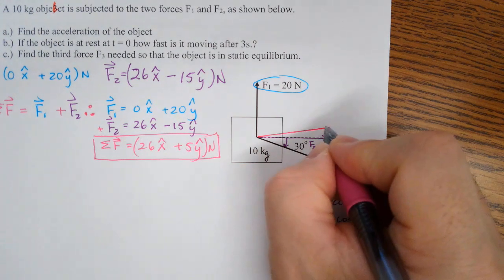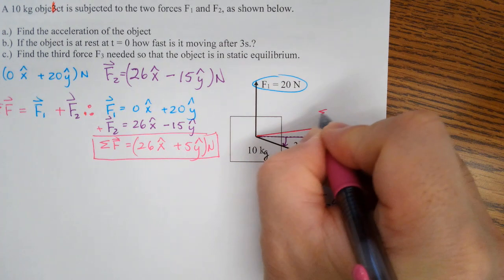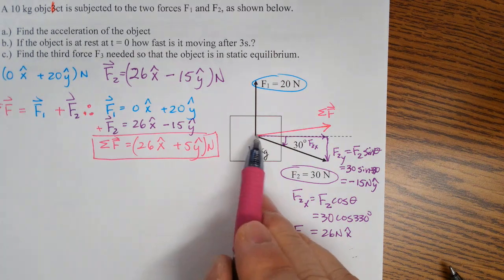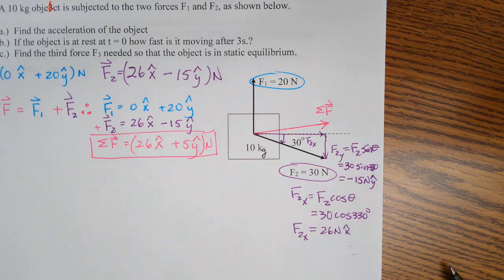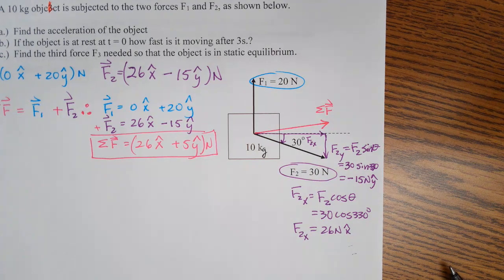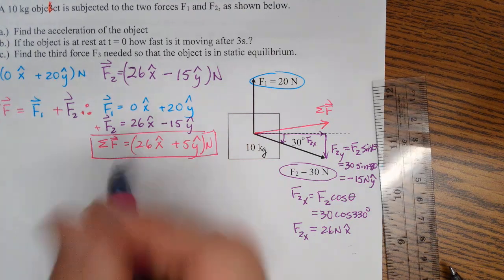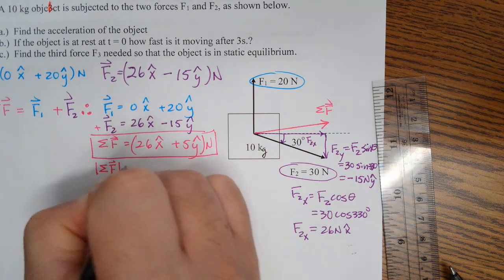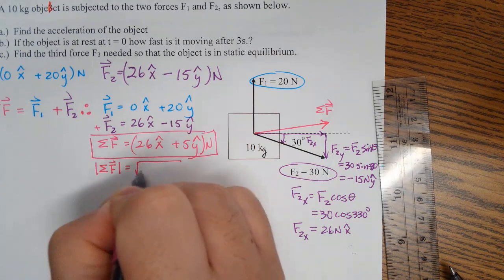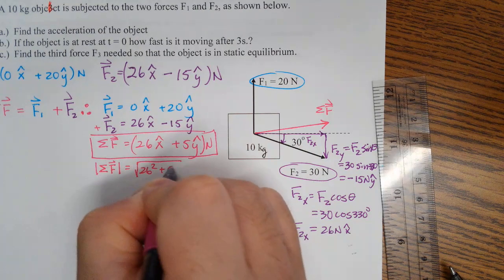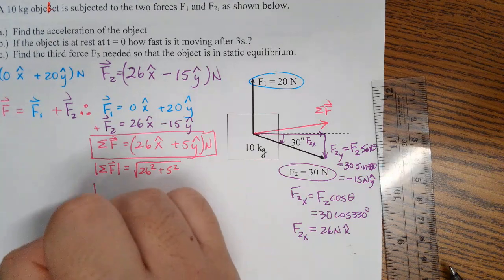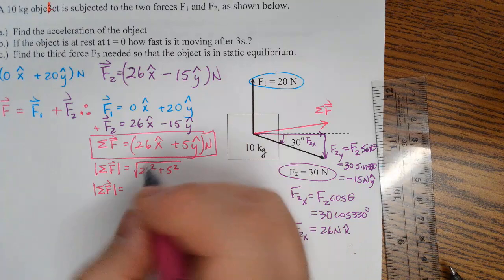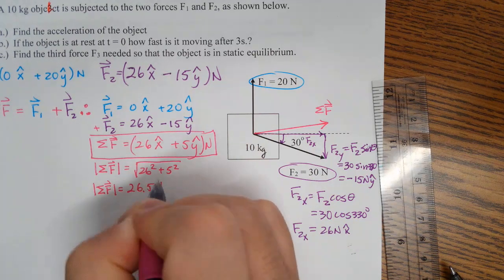In this direction. So that looks like my net force, which is like 26 positive 5. Okay? And I bet we can find the magnitude of that net force. That is basically the square root of 26 squared plus 5 squared, and that comes out to something like 26.5 newtons.